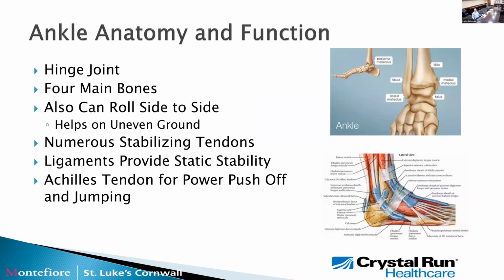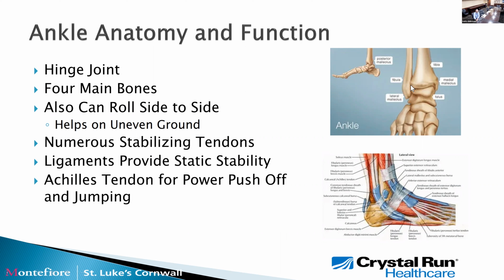So ankle anatomy and function, as you're probably aware, the ankle is a hinge joint. Basically, the foot moves up and down. There are 4 main bones in the ankle. The main shin bone is called the tibia, which is here. The little bone on the outside of the leg is called the fibula, which is this one here. That's on the outer part.